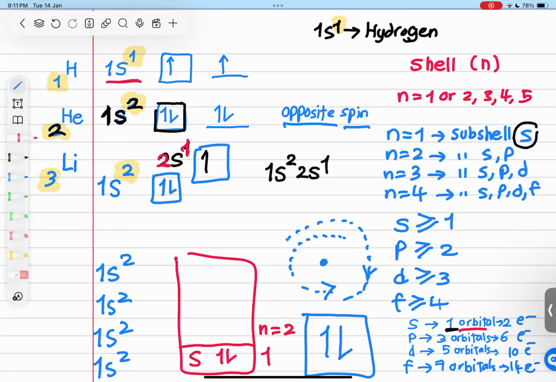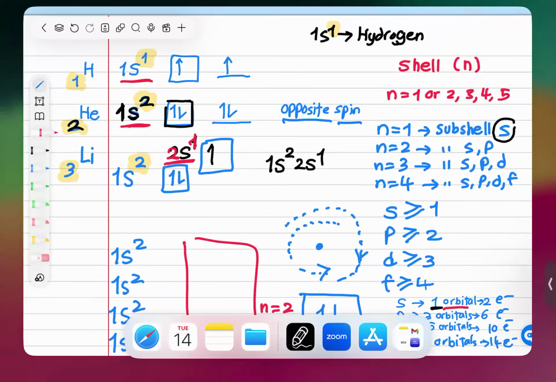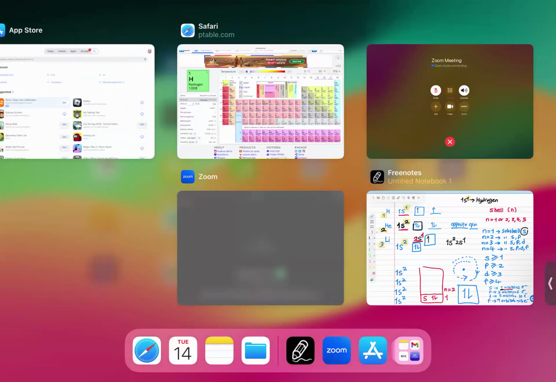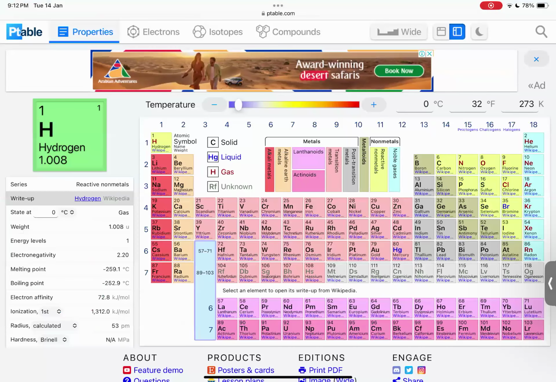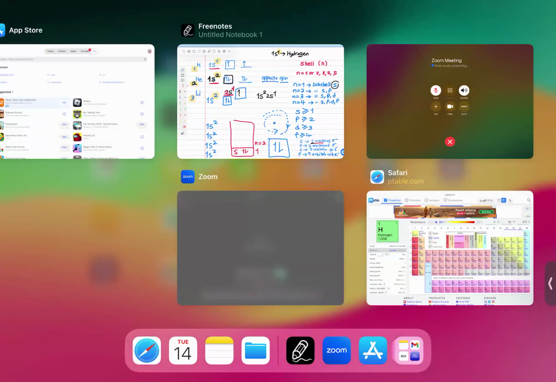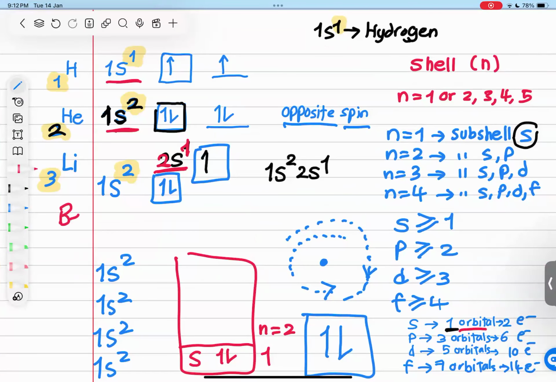Here it stopped at 1s1. Here it stopped at 1s2. Here it stopped at 2s1. The next one, which is boron, is going to stop at 2s2. So I can automatically, from the periodic table, as I will show you, know where it stops. So the lithium, beryllium, I'm sorry, beryllium. I will tell you where it stops automatically by looking at the periodic table, and I will teach you how.